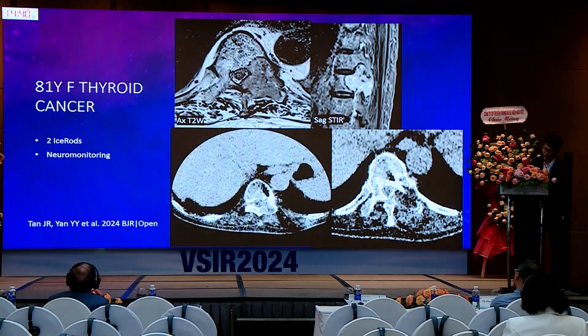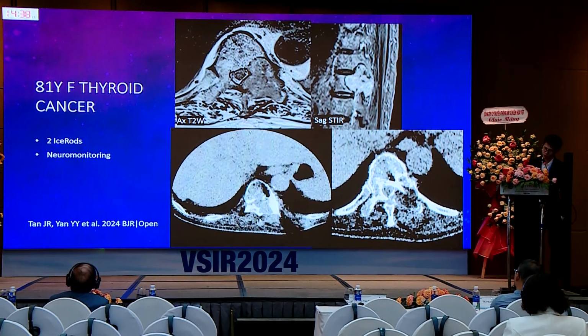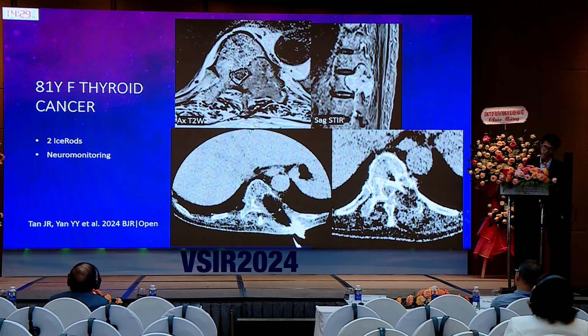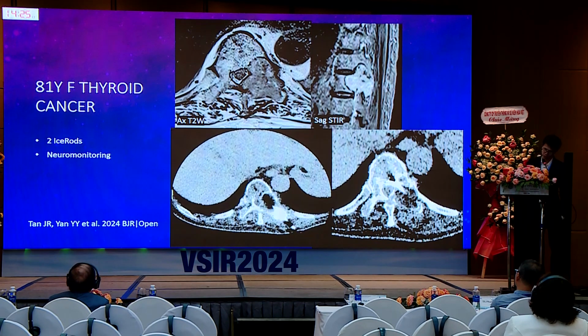This is a patient with thyroid cancer with cryoprobe ablation of the tumor. If you notice the orientation of the probes, they are placed deliberately along the course of the intercostal nerve, as the patient has back pain radiating to the chest. In this case, neuromonitoring was applied.